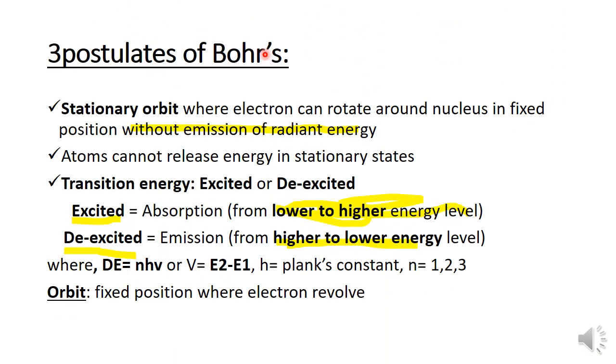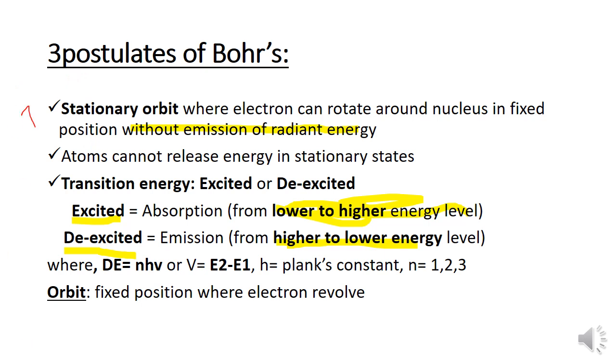Here we have the postulates of Bohr. Bohr explains the stability of a stationary orbit. In a stationary orbit, an electron cannot gain or lose energy; it rotates around the nucleus in a fixed position without emission of radiant energy. In the stationary state, or ground state, the electron has not lost or gained energy. Also, an atom cannot release energy in the stationary state. This is the postulate of Bohr.